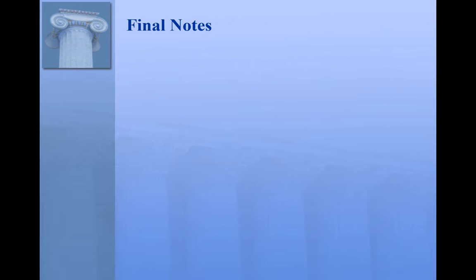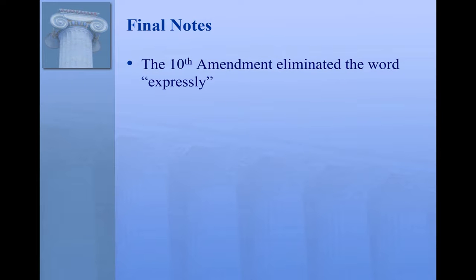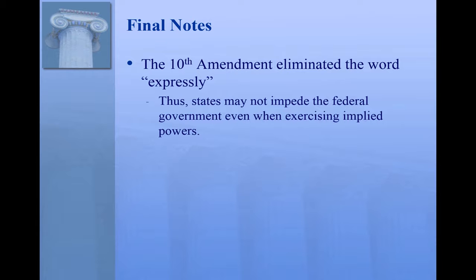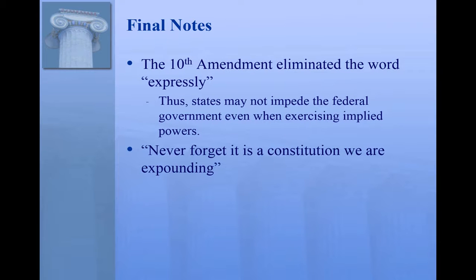A couple final notes. Remember that I said the 10th Amendment eliminated the word expressly. Thus, states may not impede the federal government even when exercising an implied power. That's a good summary of his logic with respect to the 10th Amendment. And then he says, never forget it is a constitution we are expounding. Never forget it is a constitution we are expounding. What does he mean by that? I struggled with that as an undergraduate. I didn't quite understand it.